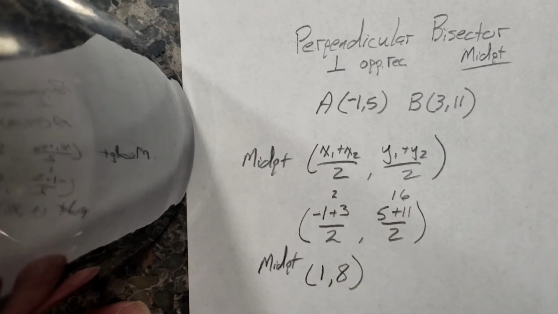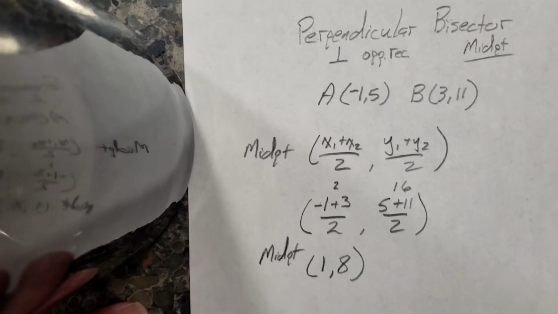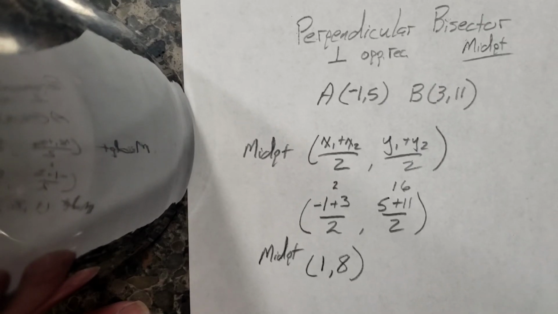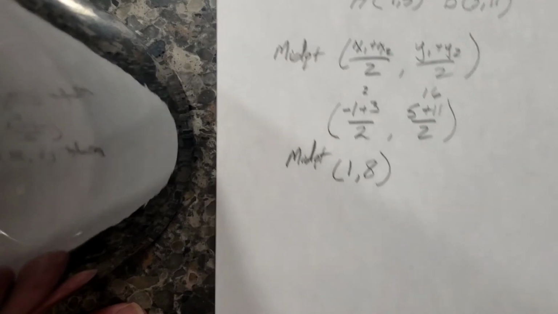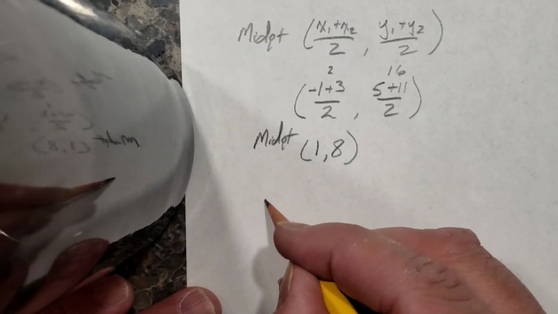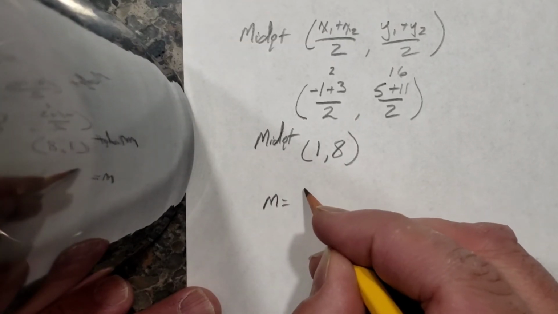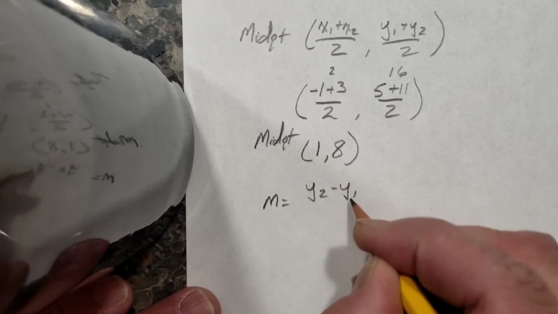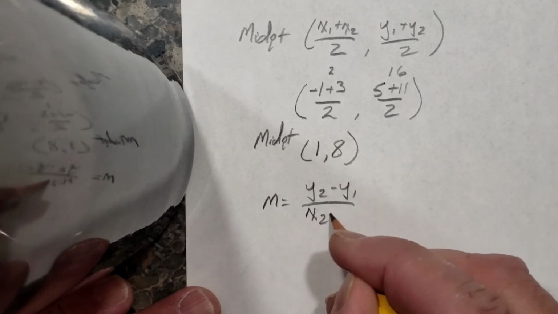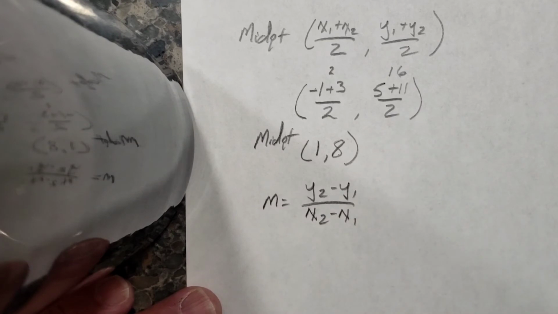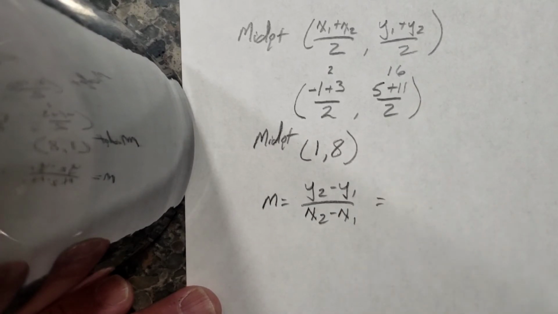Okay? Now, what we also need is, for perpendicular bisector, we have to find the slope of those 2 points and then take the perpendicular line of that, the perpendicular slope, to find that line. So let's start with our slope equals the change in your y coordinates over the change in your x coordinates, rise over run, however you like to remember it.